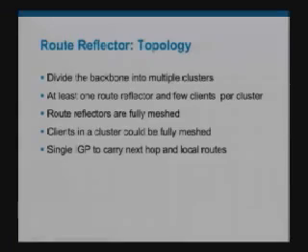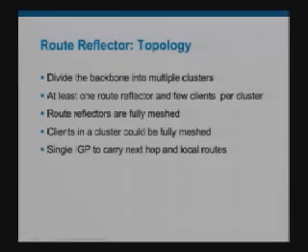So this scales beautifully. You divide your backbone into multiple clusters. You've got at least one route reflector and a few clients per cluster. You need to fully mesh the route reflectors, of course. You can mesh the clients if you want to. It's no longer necessary. Hasn't been necessary for years.